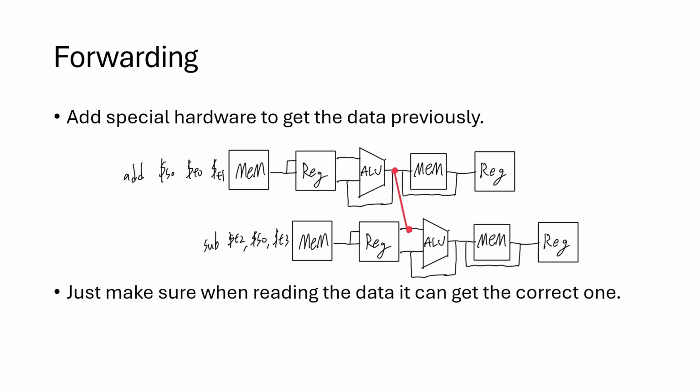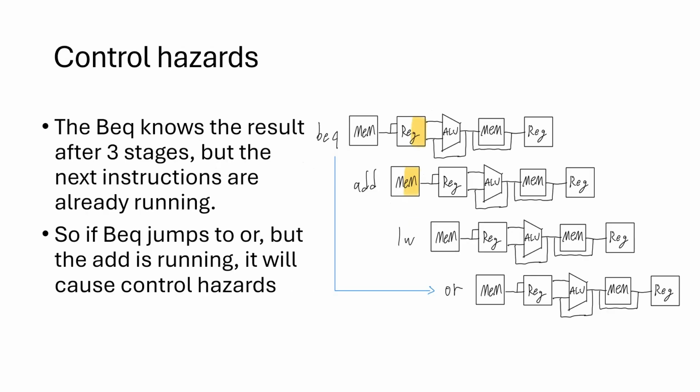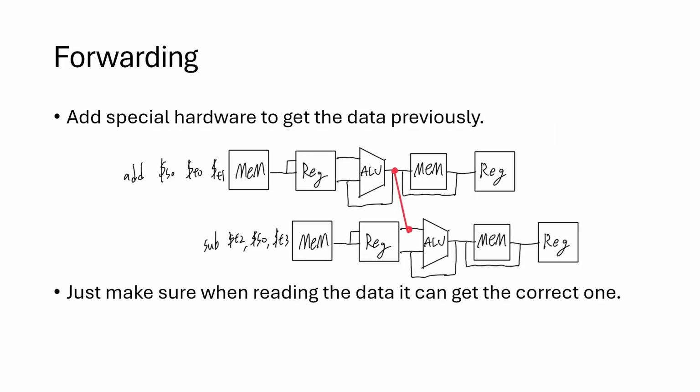And here's the method for the hardware to deal with the data hazard. It's called forwarding. In forwarding, we add some special hardware to get the data earlier, so we can make sure that when reading data, it can get the correct one. In the picture we can see forwarding can send the result of the execution stage directly to the instruction in the previous stage of the pipeline. So when the result comes out, we forward the data to the stage we need, before the register can be read.